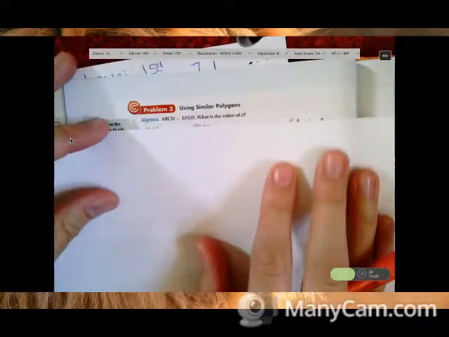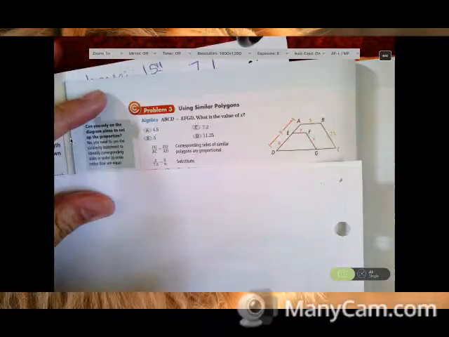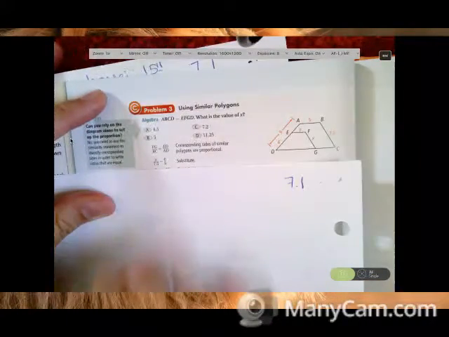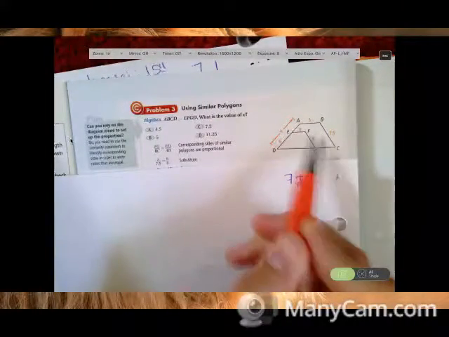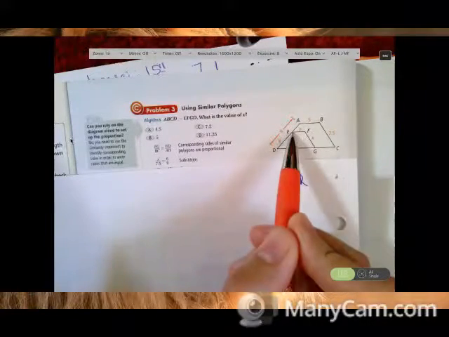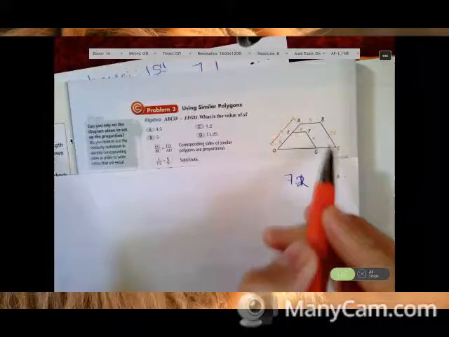Problem 2 is very similar to section 7.1. Alright, we want to know what is the value of x over here. So, we want to see what sides correspond. Alright, so AB corresponds to EF, so it's 5 over y. And then BC corresponds to FG, which is 7.5 over x.